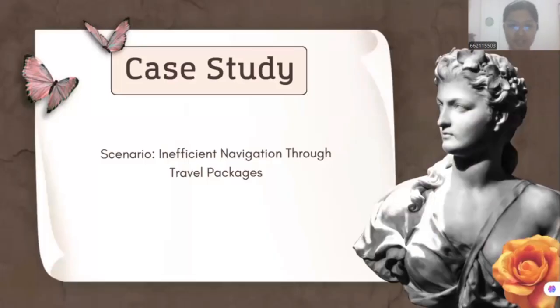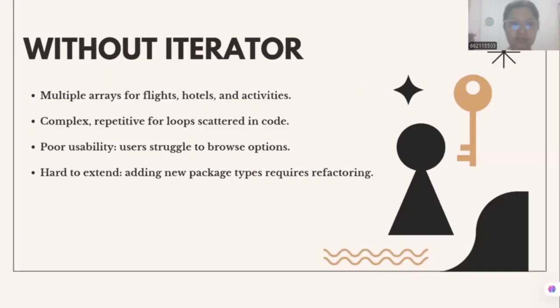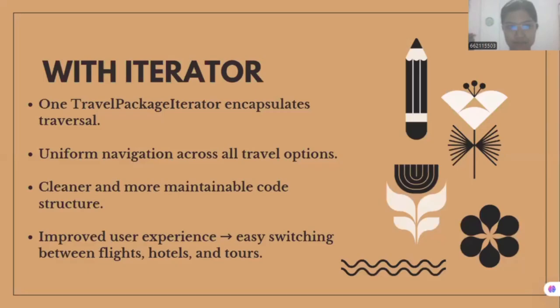Here is the case study. Our scenario is inefficient navigation through travel packages. Without an iterator, there would be multiple operations for flights, hotels, and activities, complex repetitive for loops scattered in the code, and poor usability. That means users struggle to browse options, and the last thing is it is hard to extend, which means adding a new package type requires refactoring.